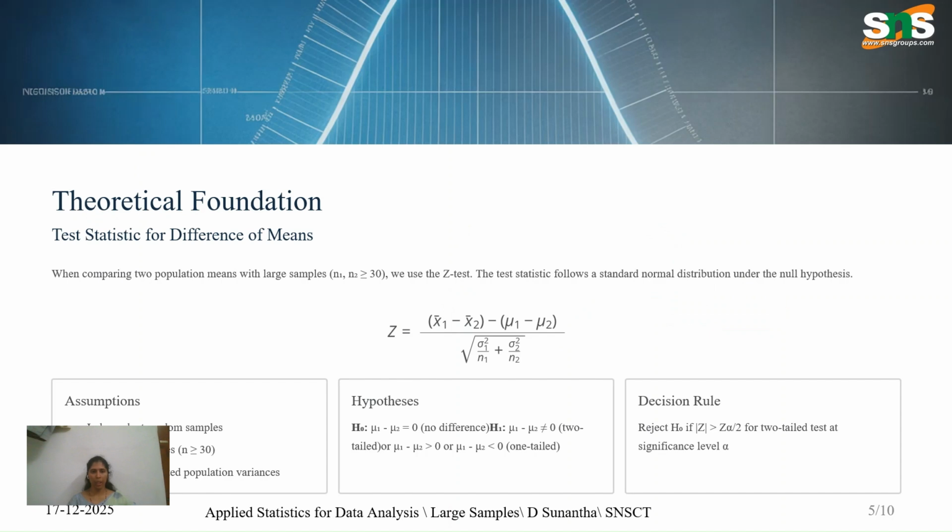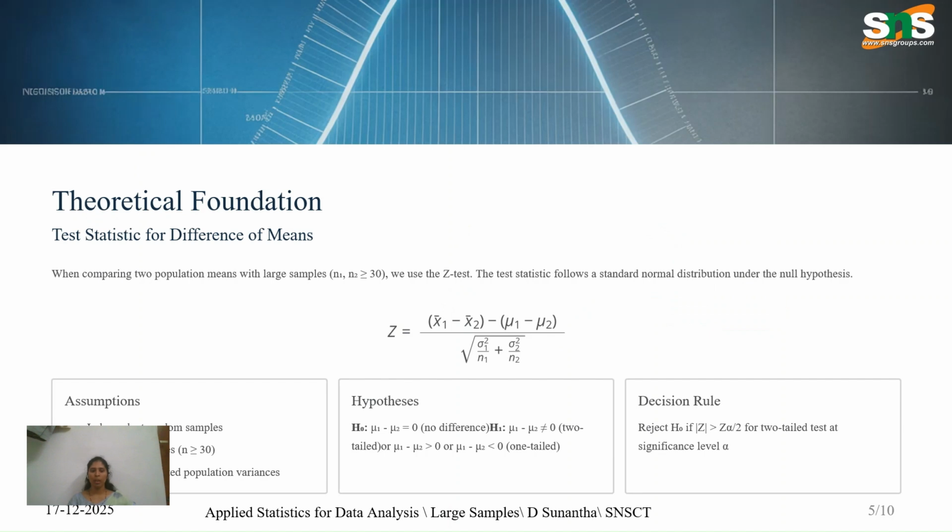Here is the formulation, that is the test statistic formula, which is z equals x1 bar minus x2 bar minus mu1 minus mu2, divided by the root of sigma 1 square divided by n1 plus sigma 2 square divided by n2. The assumptions of this topic are independent random samples. Next, the large sample size should always be greater than or equal to 30. Then only we can apply this test.